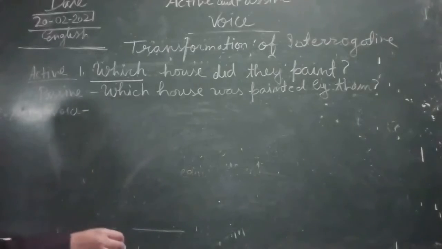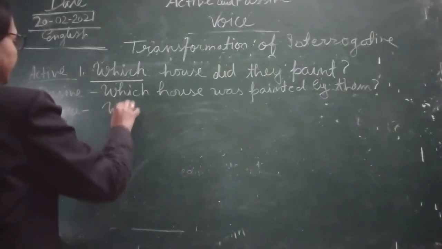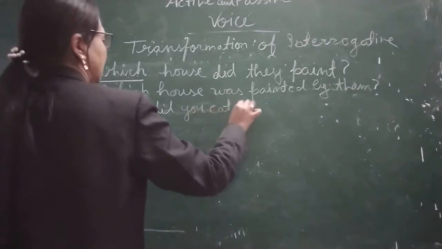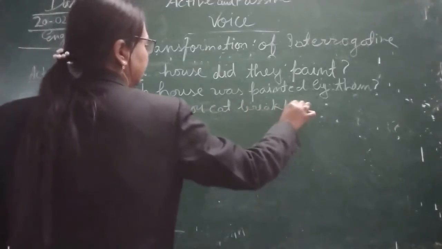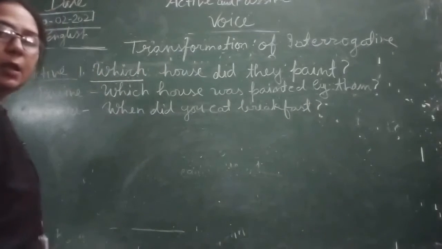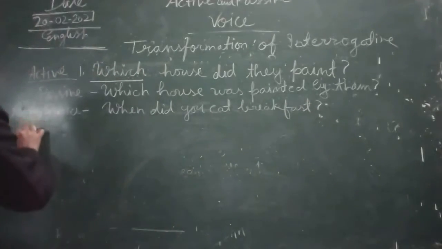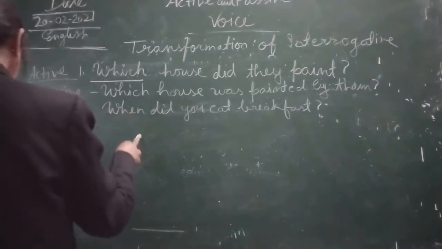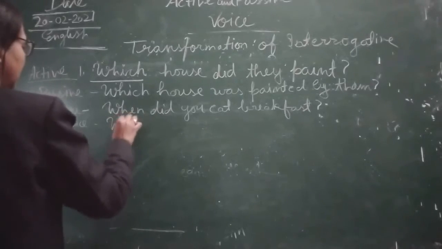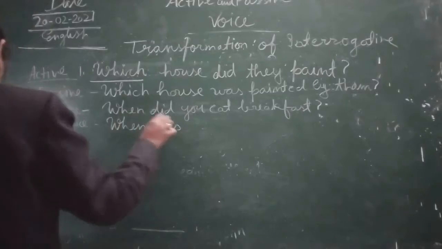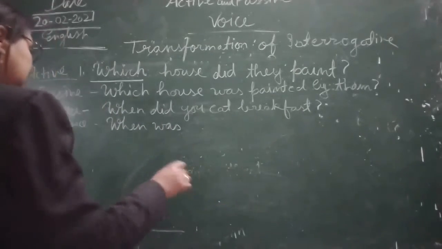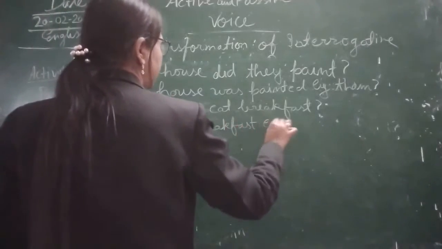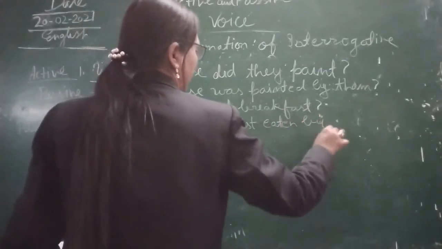Active voice is: When did you eat breakfast? Okay, now what will we do here, children, in passive voice? When will remain the same. So: when was breakfast eaten by you, children?